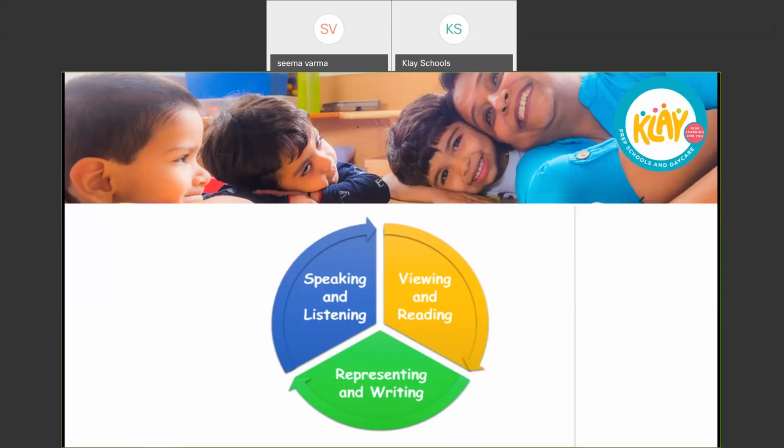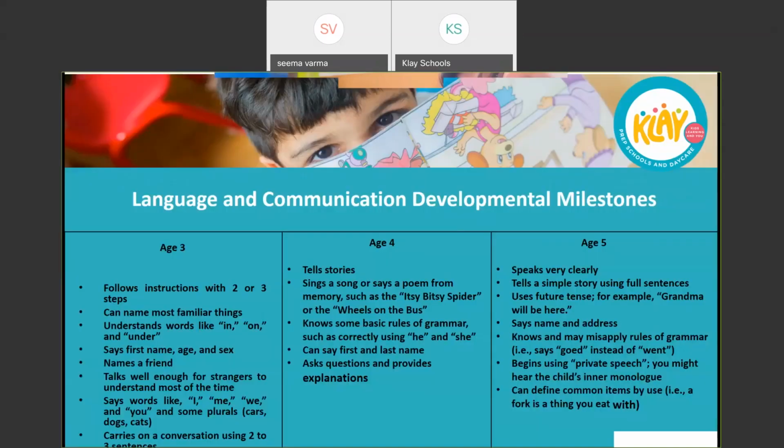Similarly, a child does not start reading. It is viewing which leads to reading, and representing in the form of scribbles and strokes that leads to writing. So it is a continuous circle that is linked, where one element supports the other, and eventually all the areas of language development happen throughout life. I hope I'm clear to you.